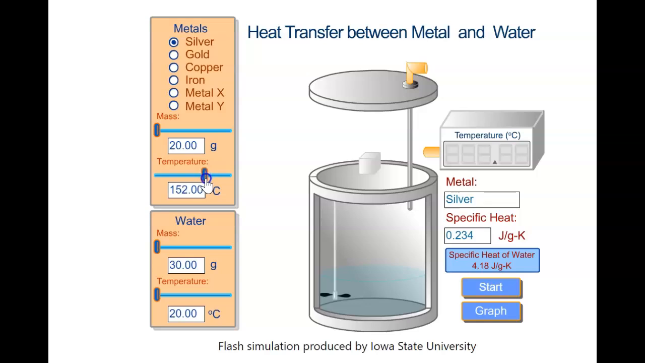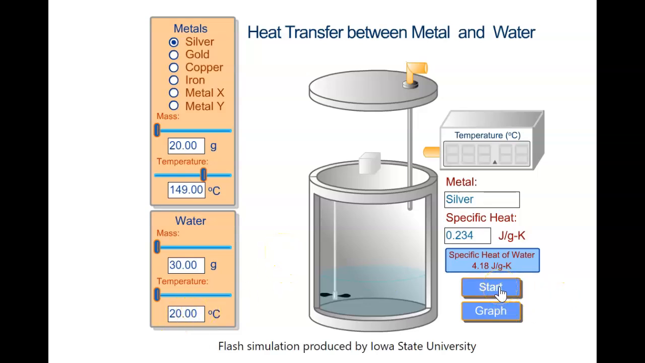So you want to make sure that you record the actual data. Can I get it to 149 again? There we go. So we're using silver, 20 grams of it, starting off at 149 degrees. We're going to keep the mass of water at 30 and room temperature is about 20, so that's good.